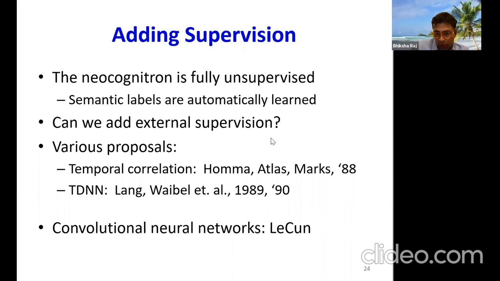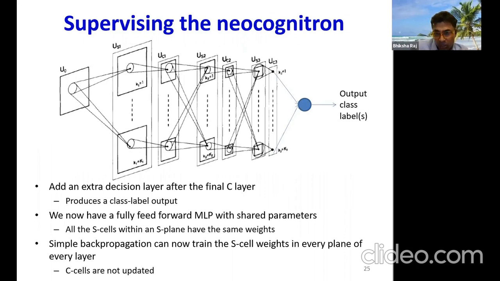In general, the way we add supervision is to add an extra decision layer after the final C layer. And this decision layer will produce a class label. Now we have a fully feed-forward MLP with shared parameters. All the S cells within an S plane have the same weights, so they share parameters. And now, because you're producing a class label, you can have a ground truth label, and simple backpropagation rules can be used to train the S cell weights for every plane in every layer.